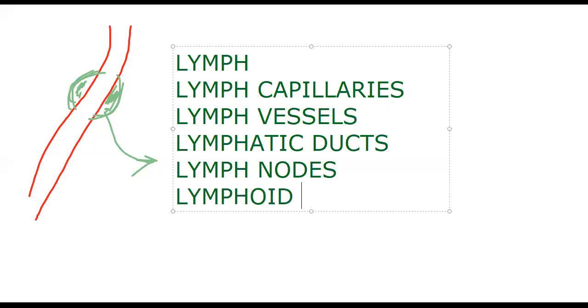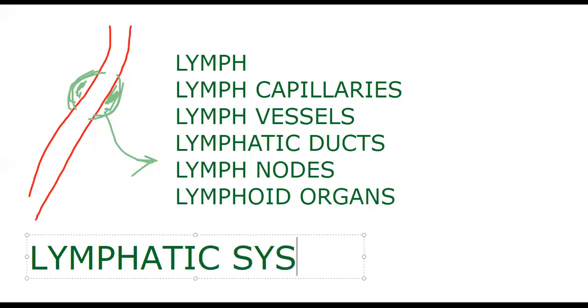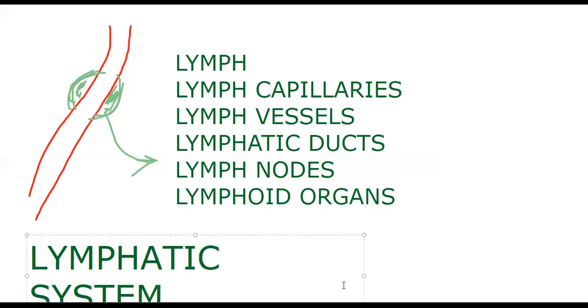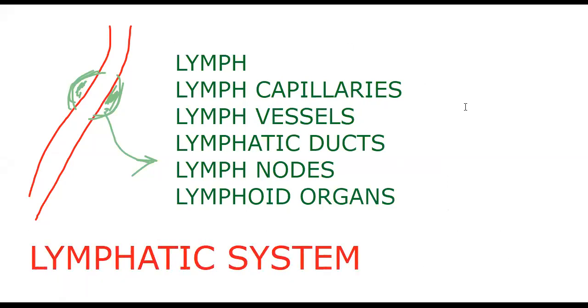Lymphoid organs like bone marrow and spleen are called lymphoid organs. Including all of these, what do we call it? We call it the lymphatic system. Lymph capillaries, lymph vessels, lymphatic ducts, lymph nodes, and lymphoid organs, we term this the lymphatic system. So this is the total story of the lymphatic system. Now let's go to the text and see how it is given there.